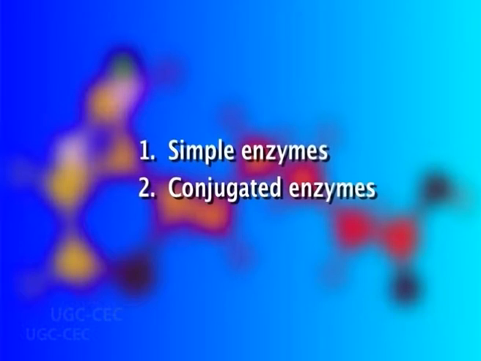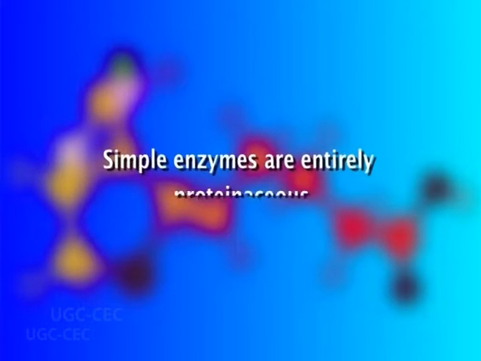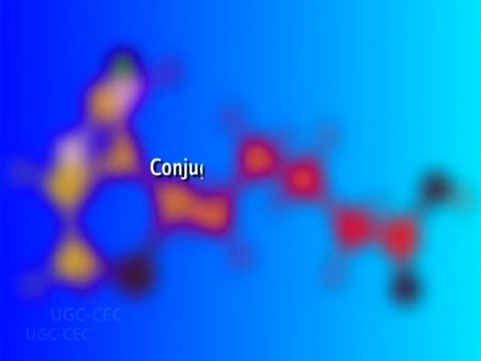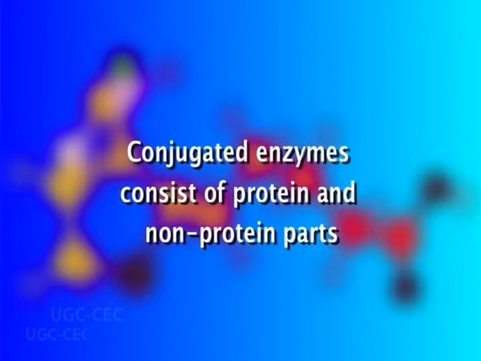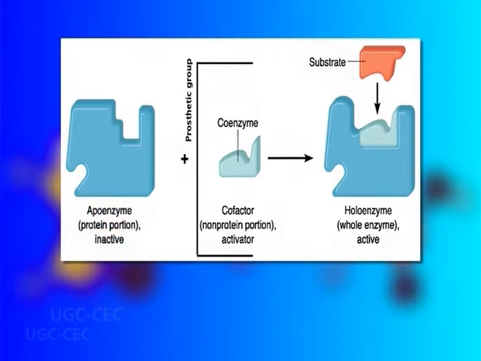On the basis of their composition, enzymes are of two types: simple enzymes and conjugated enzymes. The simple enzymes are entirely made up of proteins, whereas the conjugated enzymes consist of a protein part and a non-protein part. The protein part is called apoenzyme and the non-protein part is called prosthetic group, coenzyme or cofactor. The complete enzyme including prosthetic group, coenzyme or cofactor is called holoenzyme.